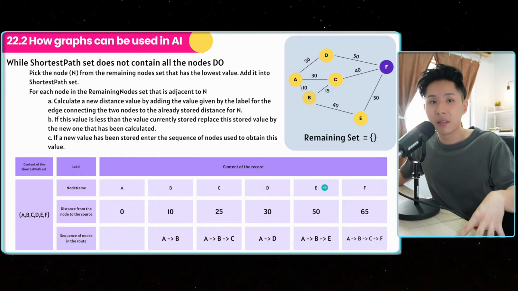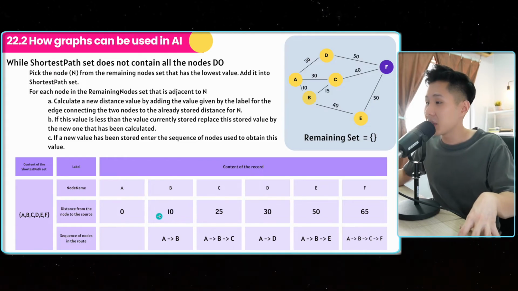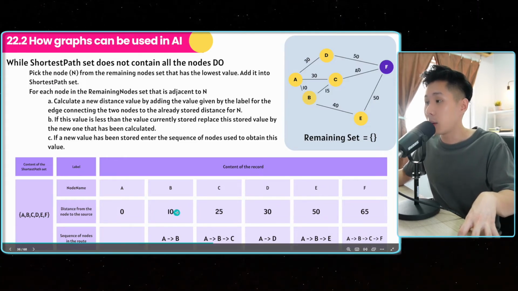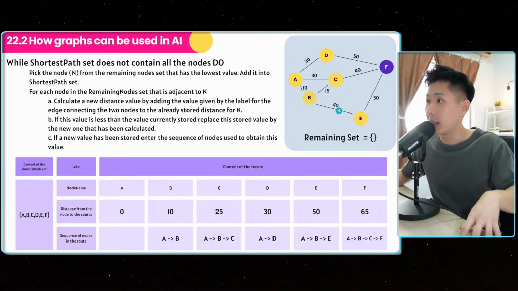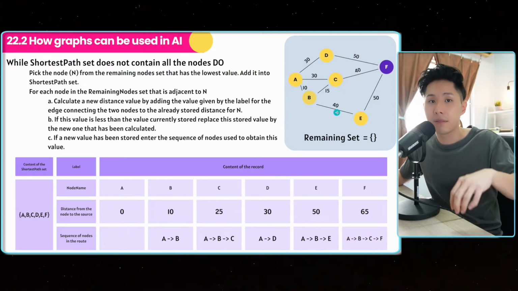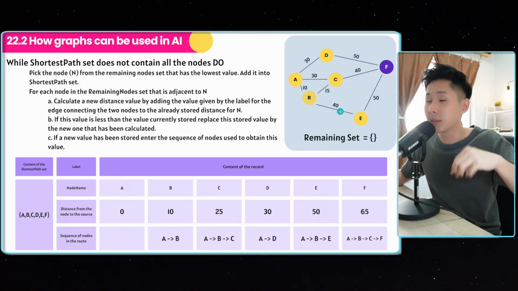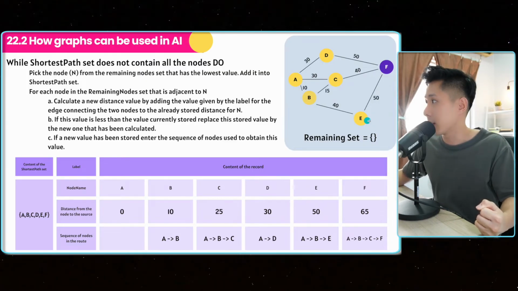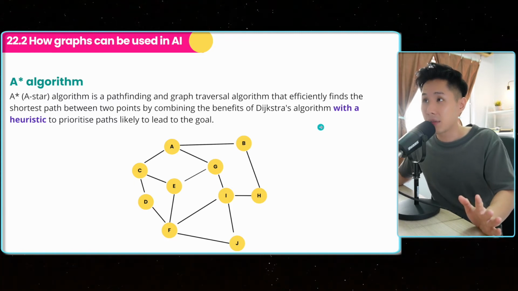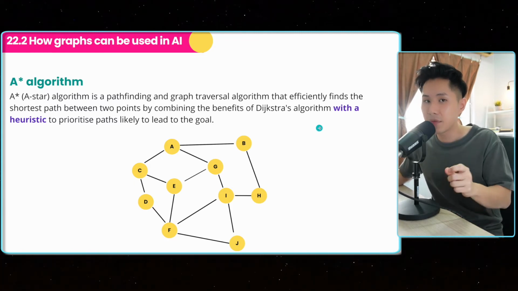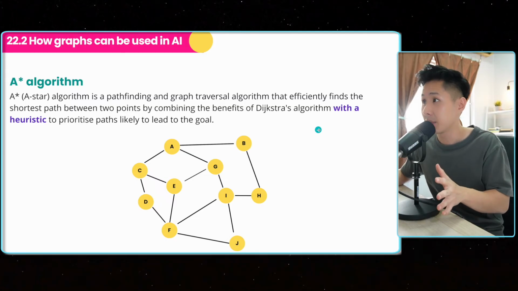And this table, if you look at it, gives you the shortest path possible from A to B, to C, to D, to E, to F. The example I use here is not a very big graph, but it will work the same way even if you have a very, very big graph. And that's the power of the algorithm. You can scale it. Now, let's go into another algorithm that is an improved version of Dijkstra's algorithm.